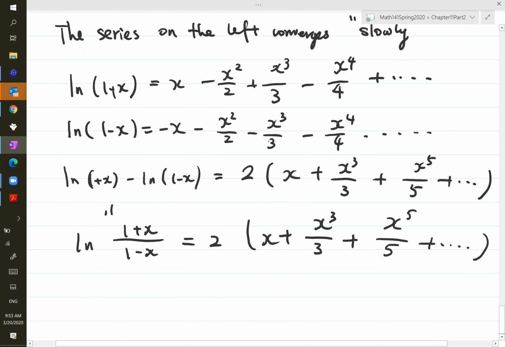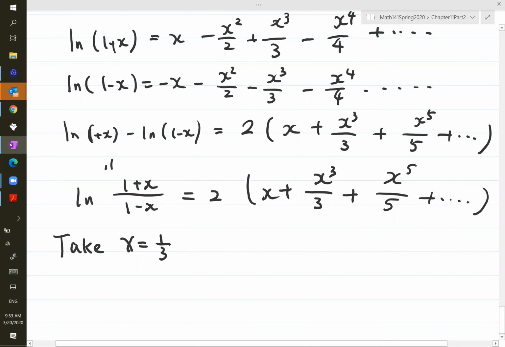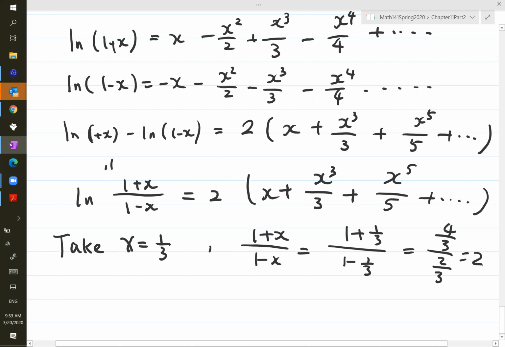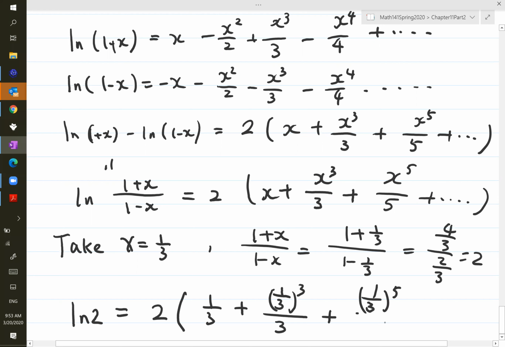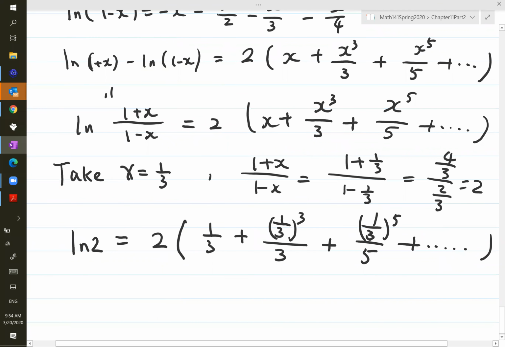Now we take x to be 1/3. Then the left side will be ln of (1 plus a third) over (1 minus a third), which is 4 over 3 over 2 over 3, which is 2. So we get ln 2 is twice (1/3 plus (1/3) cubed over 3 plus (1/3) to the power 5 over 5, etc.). Now this actually converges fast. This series mimics a geometric series. If you compute the first terms, the first term you get is 2 over 3.